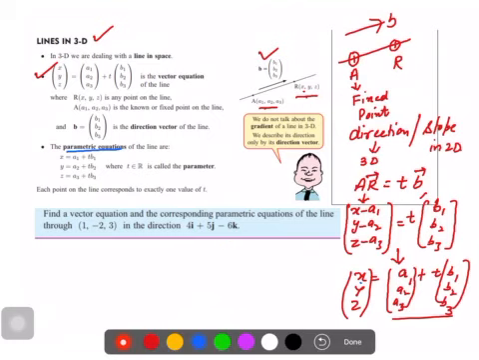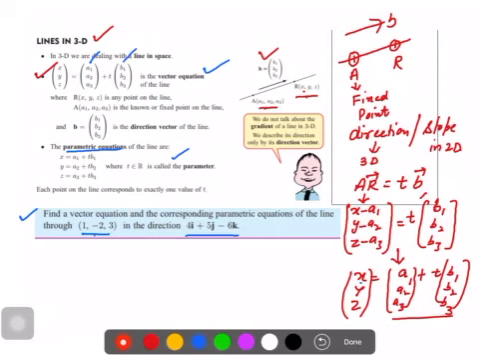Now of course in the exam they may ask you to write in vector form or in parametric form. If you know parametric, you can interconvert them. Now there is a question: find the vector equation and corresponding parametric equation of a line through this point and direction. See guys, the direction is given, and the first fixed point is also given. So you just need to plug these values in here and here.